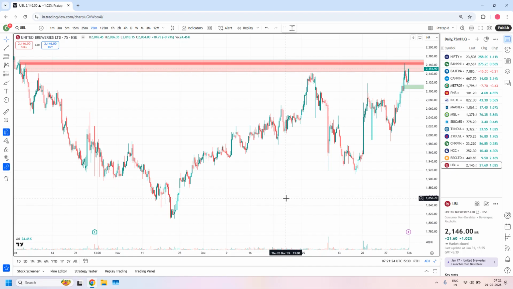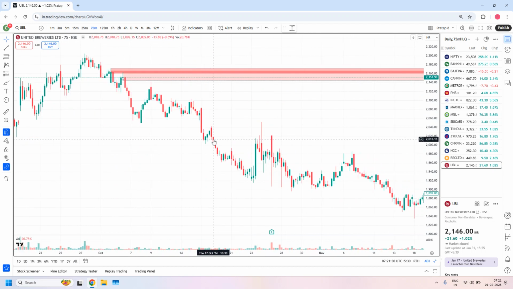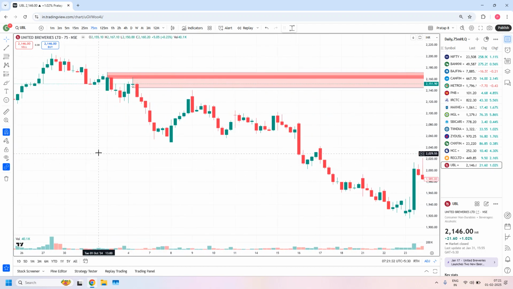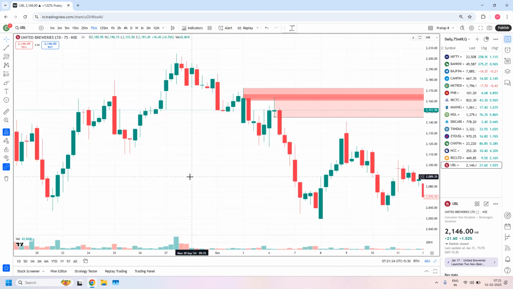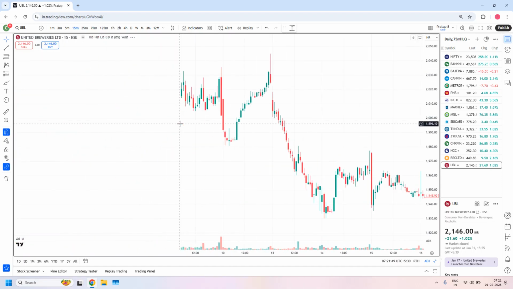First one is a UBL. UBL is a 75 minutes high liquidity zone identified by our software. So this is the one: rally, base, drop. This high liquidity zone is identified by our software, and we need to fine tune this zone. So go to the 15 minutes time frame.